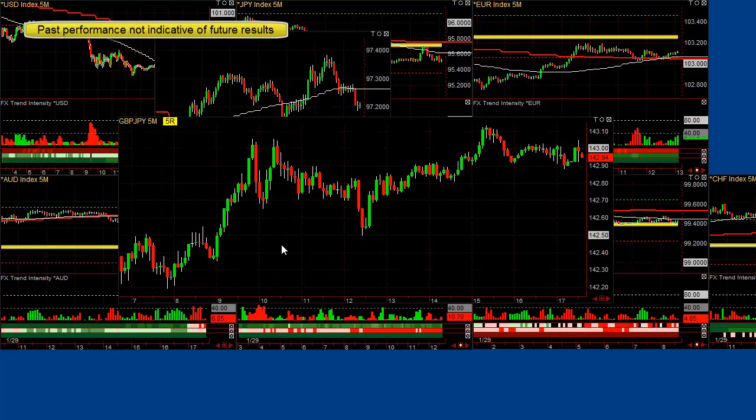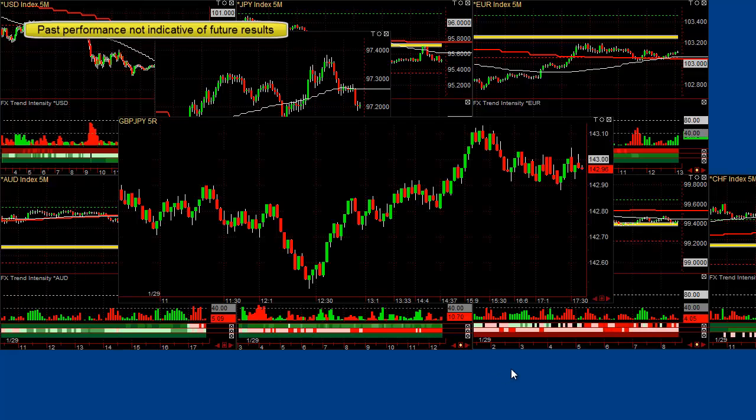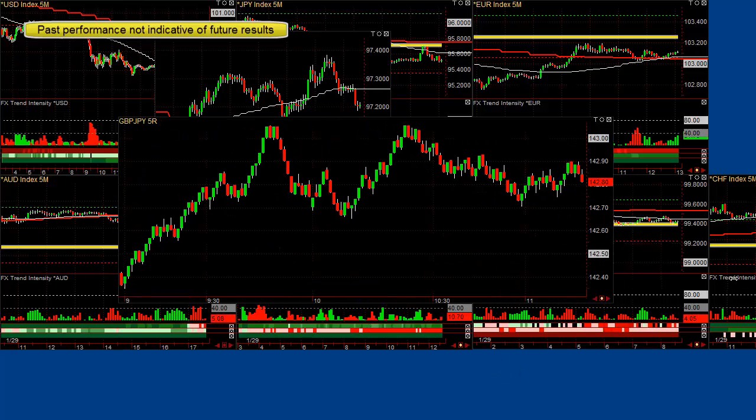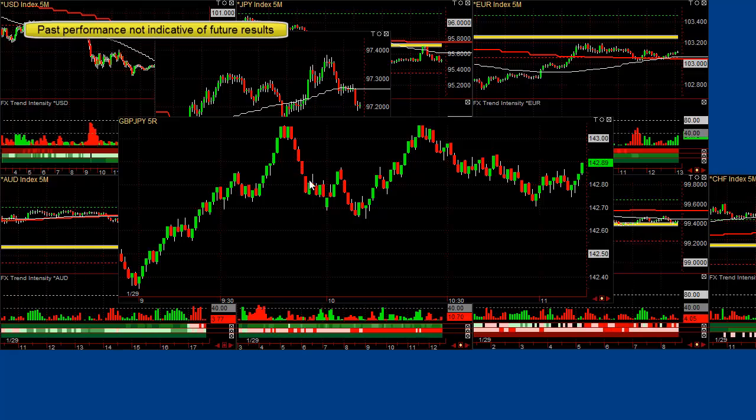Let's go to 5 pips per bar, 5R, and you can see even a higher probability place to be looking to buy this. Pulls back, coming up to 10, it goes above this bar here. You might have got in, out with about 6 pips.